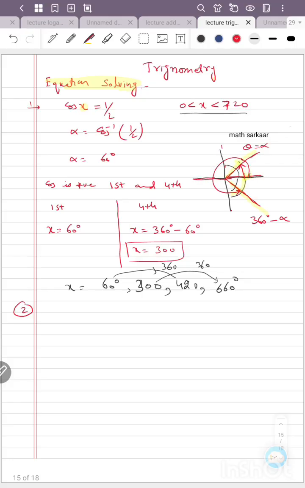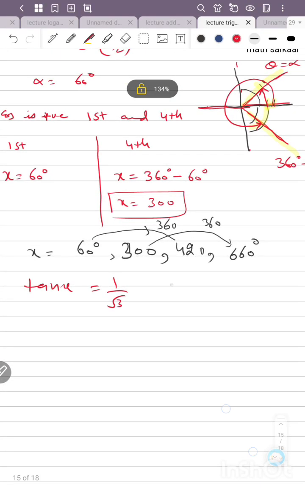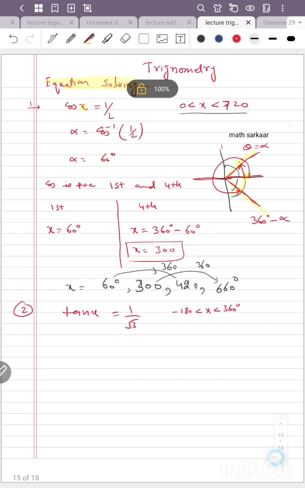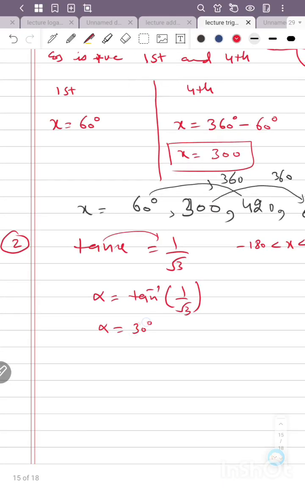Question number 2. Here we have the question tan of x equals 1 by square root 3, and minus 180 is less than x less than 360. Okay dear student, how do we solve this question? Here it will be tan inverse of 1 by square root 3. At this quadrant, the answer will be 30 degrees.